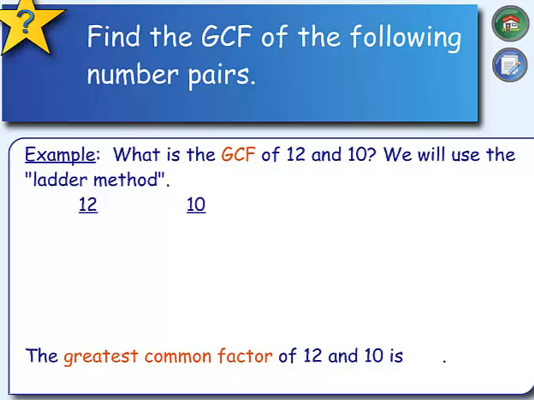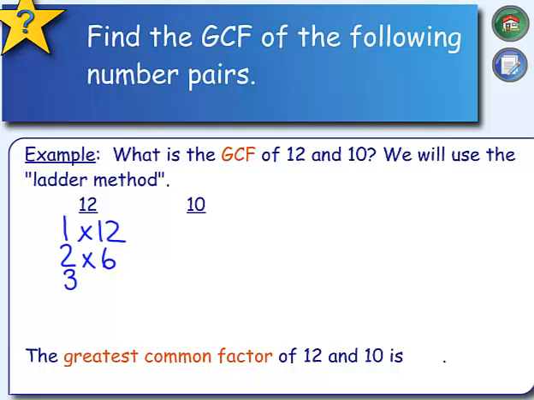So let's start with 12. We know that every number has 1 as its factor. So we're going to start with 1 times 12, which equals 12. The next logical number to go to would be 2. 2 times what is 12? And that's 2 times 6.